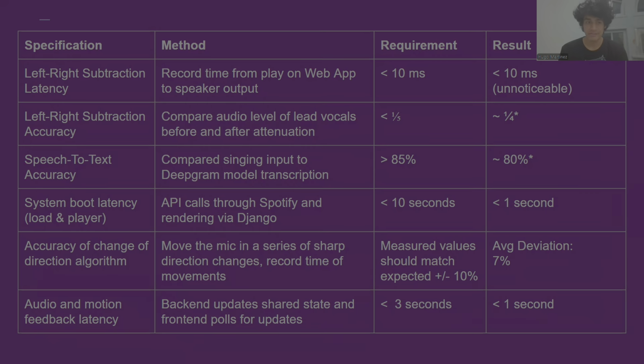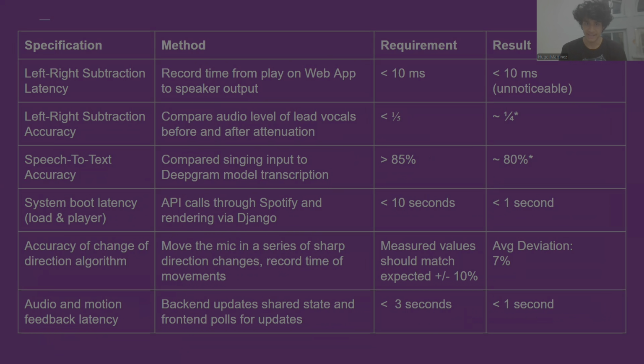So for our testing and verification, the first thing we looked at was our left-right subtraction latency and accuracy. The latency beat the requirement significantly, as it is completely unnoticeable. It happens completely in real time. The accuracy, though, was quite variable, but most of the time it fell around a quarter of the original signal. So some songs went down very low, but all of them had some vocal remnant as we expected.